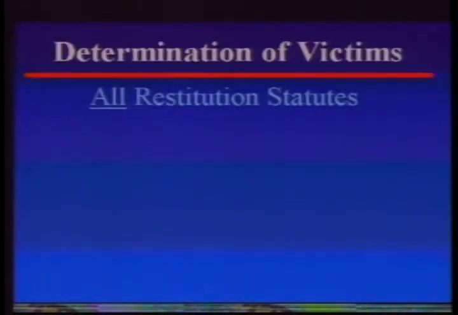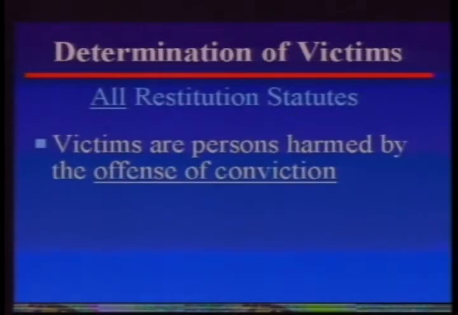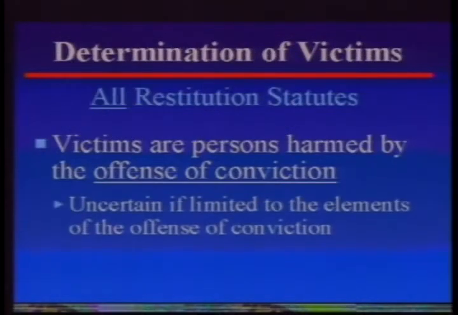Step two is to identify the victims. Now, the determination of victims, and this is for all restitution statutes, whether you're talking about 3663 capital A, one of the special restitution statutes, 3663, or solely as a condition of probation or of supervised release. Victims are persons harmed by the offense of conviction. And then there's a little uncertainty if that's going to be limited to the elements of the offense of conviction or not.